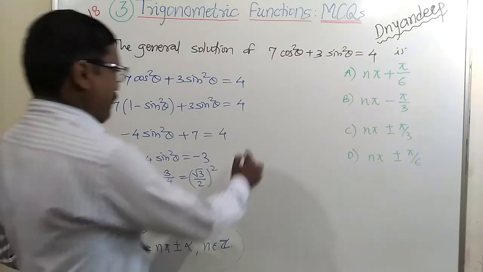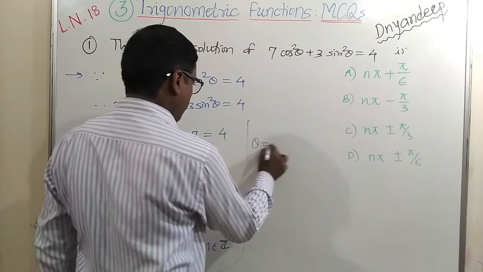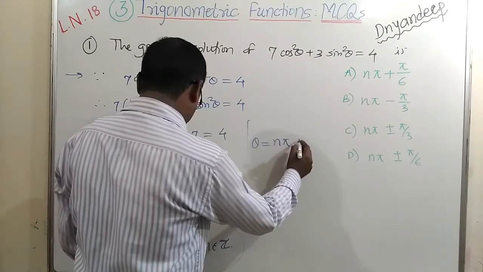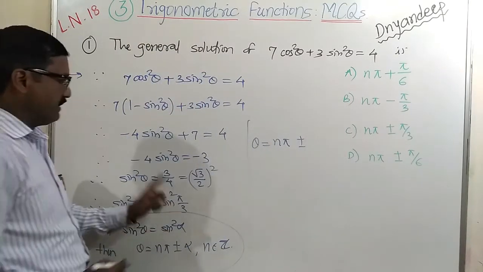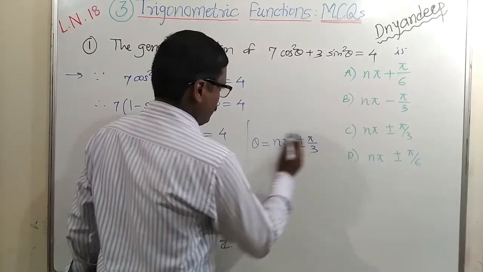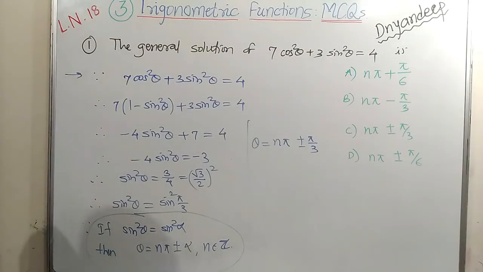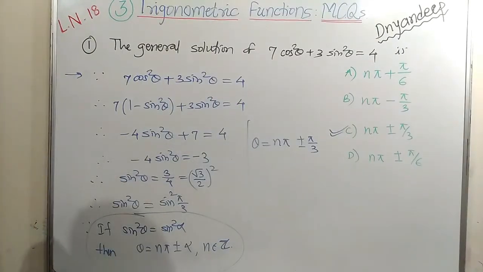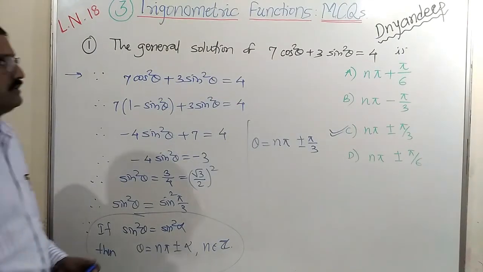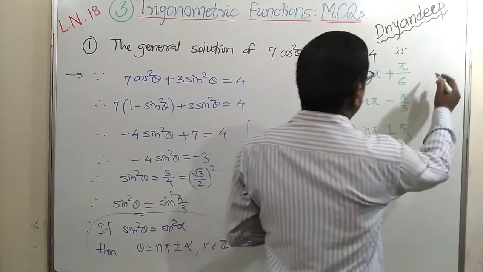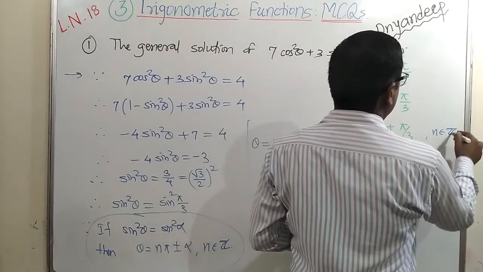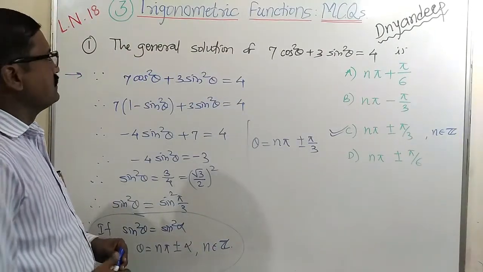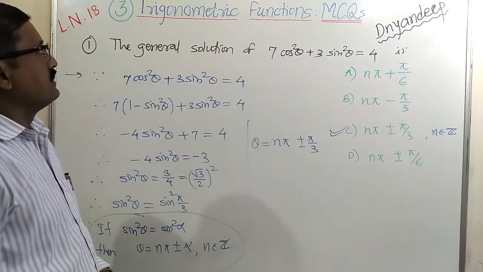Now applying this, we get here theta is equal to n pi plus minus alpha, and alpha is our pi by 3. So the answer is this third option, C. C, n pi plus minus pi by 3, where n belongs to set of integers. In each case here, n belongs to set of integers. So option C is the correct solution of this given trigonometric equation.